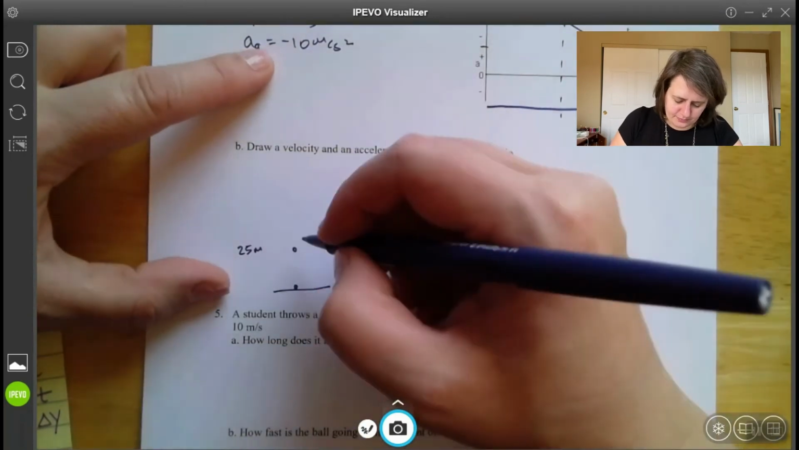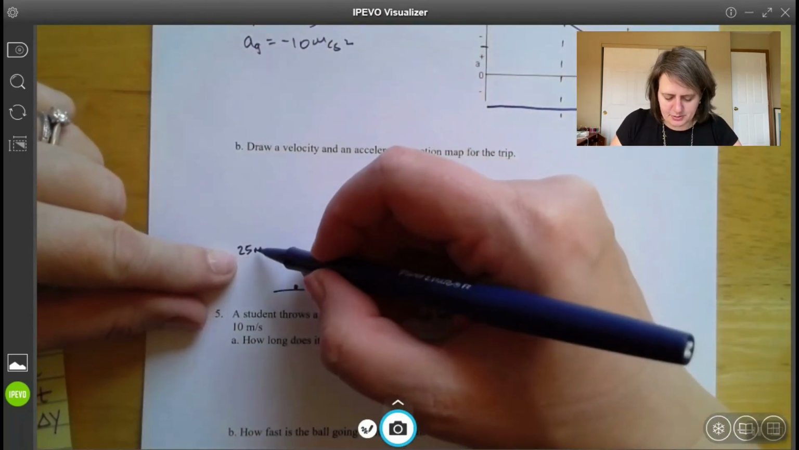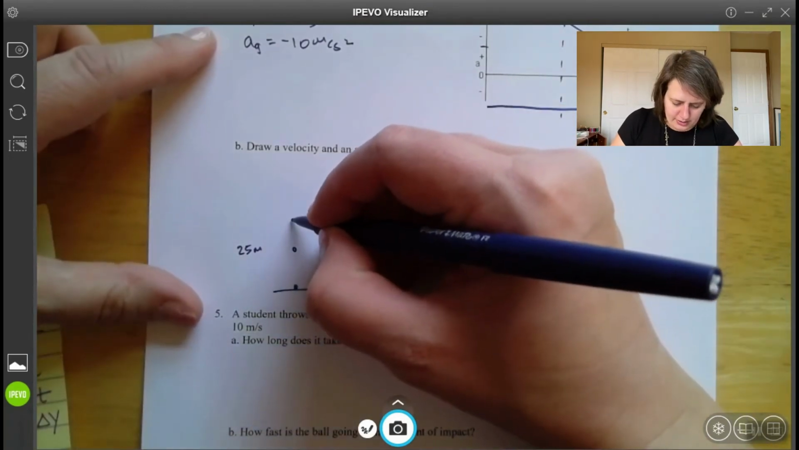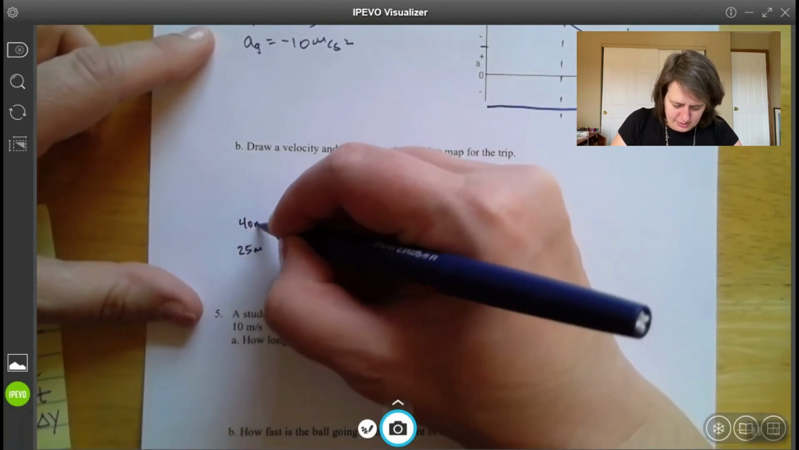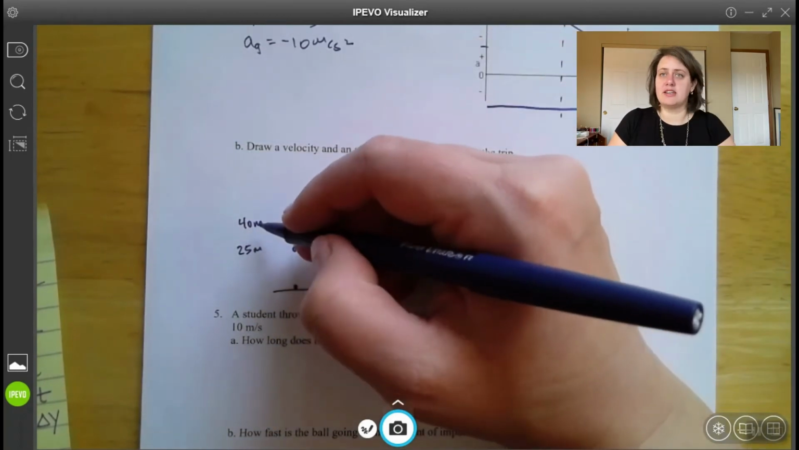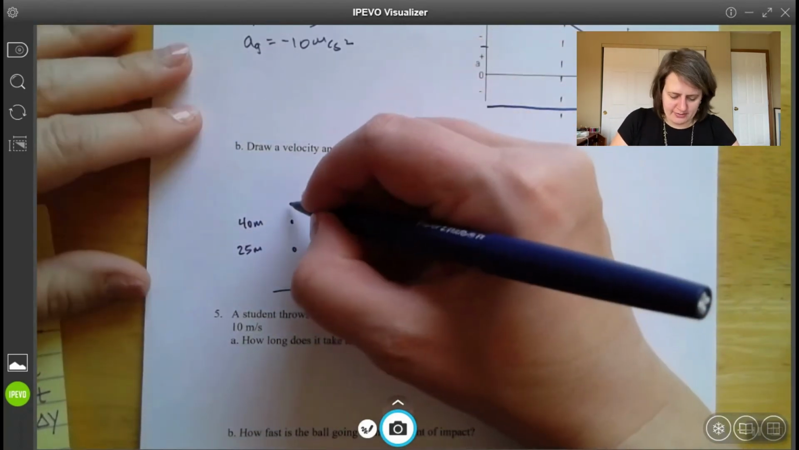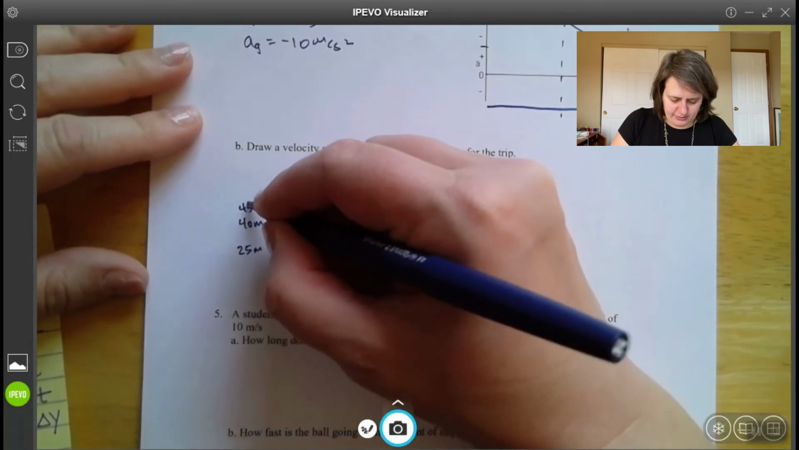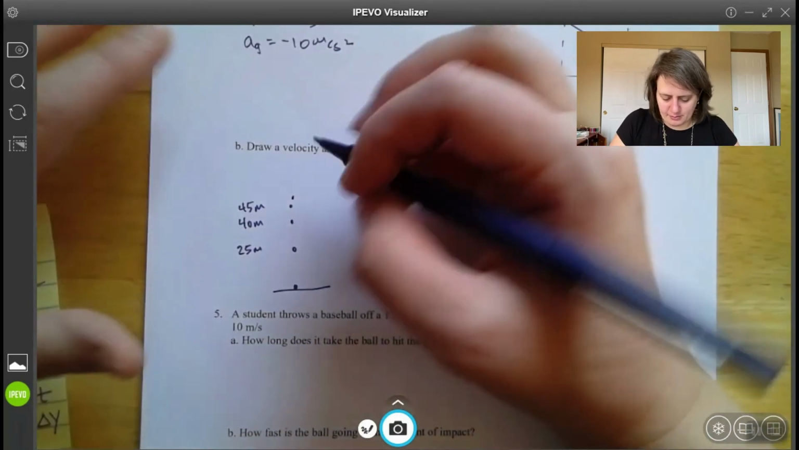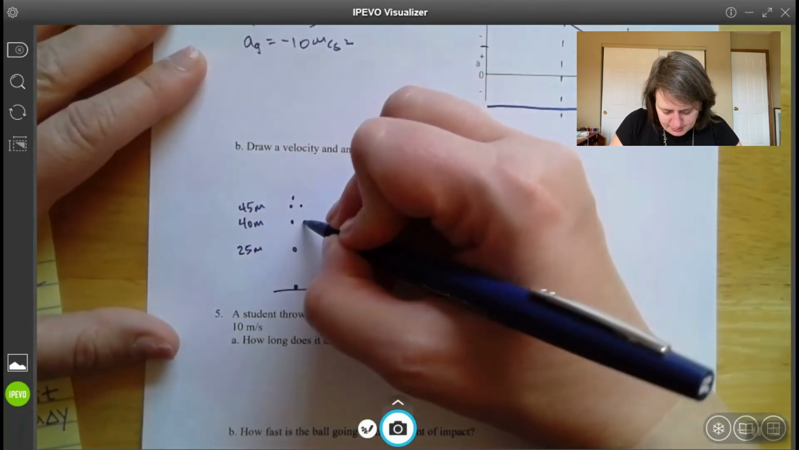So we're just going to make some estimates here. So 25 meters, and then the next second, I'm going to travel 15 meters. So I'm going to reach 40 meters of height. After the next, it's a change of 5. Right, so now I'm at 45 meters. And then I'm going to slow down, right? I'll peak somewhere after 45. And then my object is going to fall back.